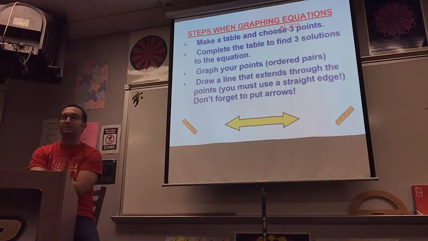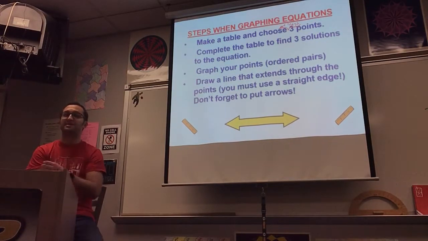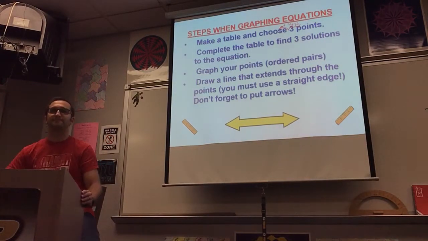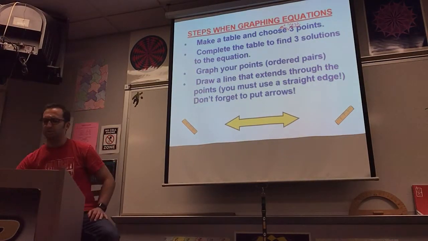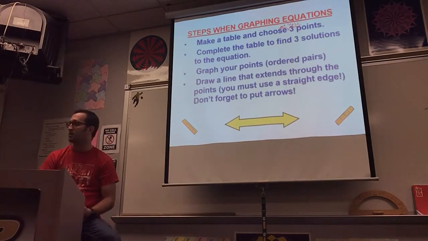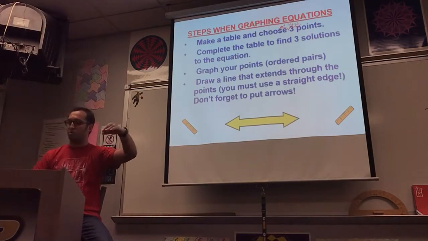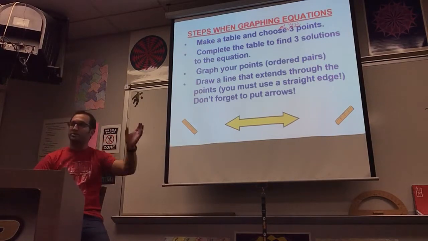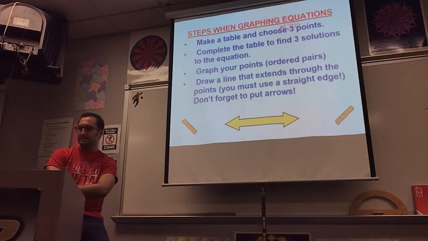Complete the table to find 3 solutions. Who can remember, or who can just look backwards in their notes, what a solution is? What is a solution? Ashley? An ordered pair that makes the equation true. Exactly. So we need to complete the table and find 3 ordered pairs that make the equation true. Then we graph those points using our ordered pairs, our x and our y.